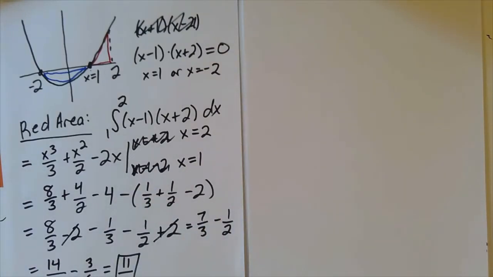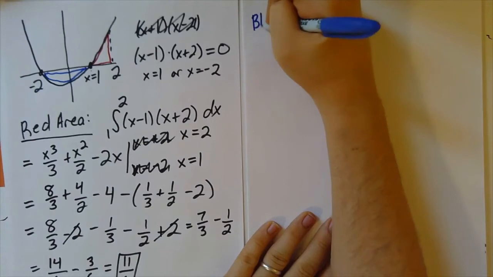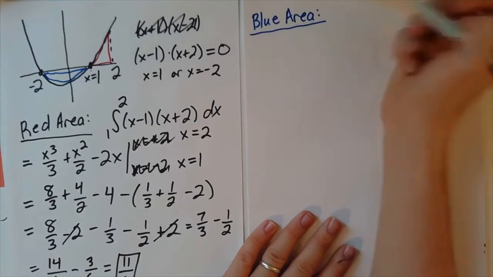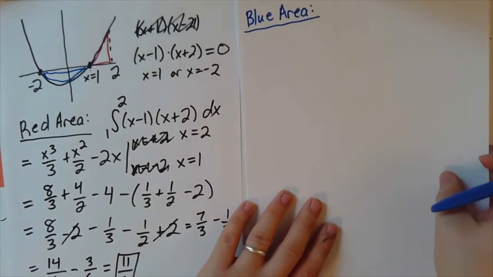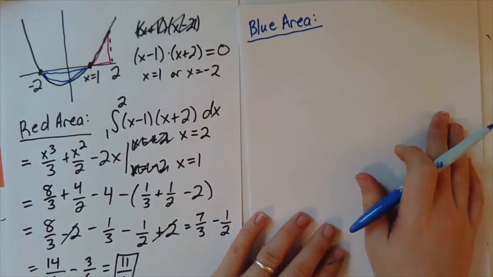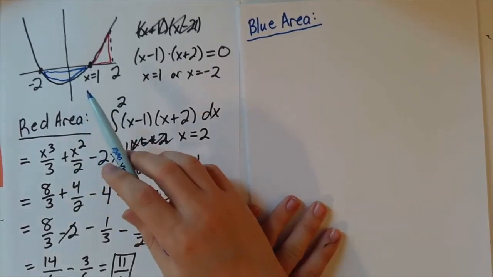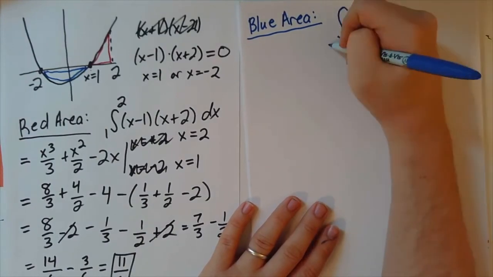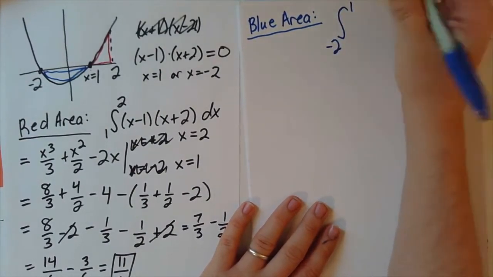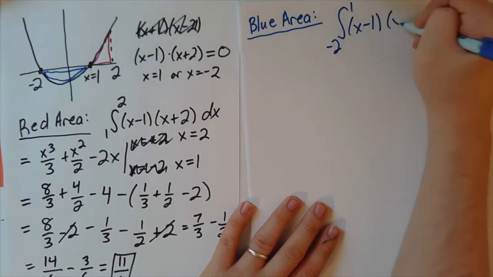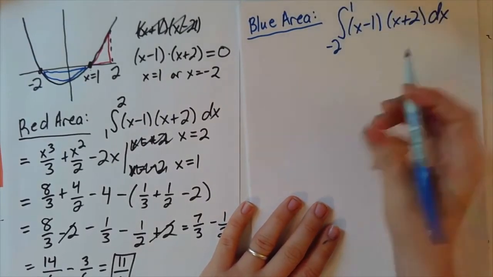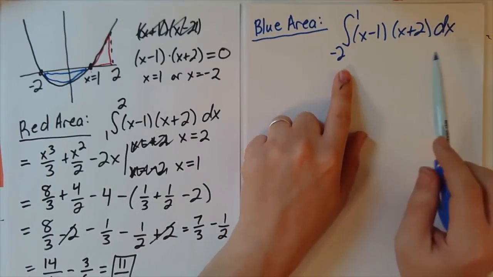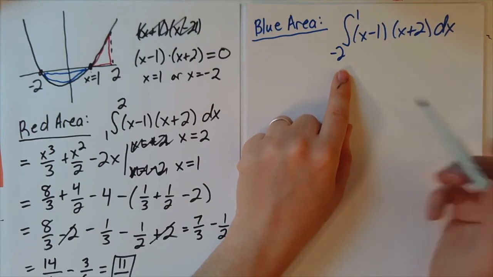So the blue area... and here's the rub. We want the blue area to be counted as positive, but the definite integral wants it to be counted as negative. Okay. So the answer we want is related to the integral from minus 2 to 1 of x minus 1 times x plus 2. But it's not this, because this number is actually the negative of the answer. But how do you get the actual answer?